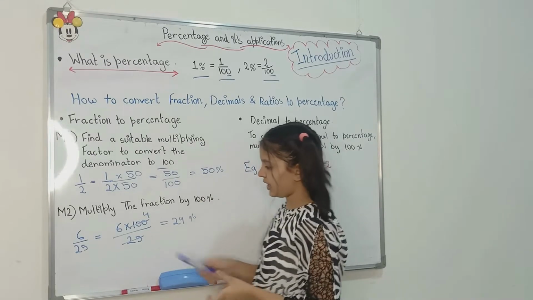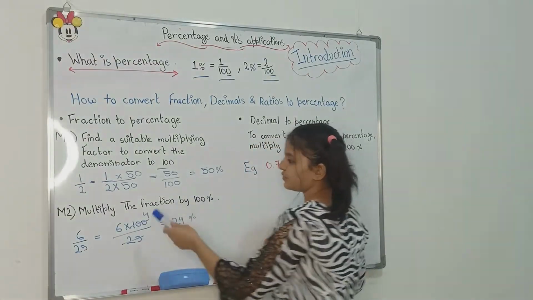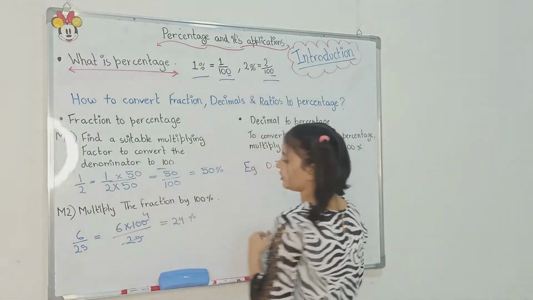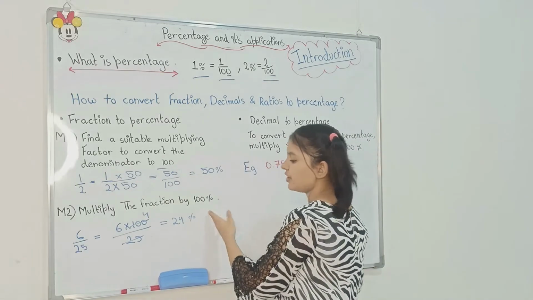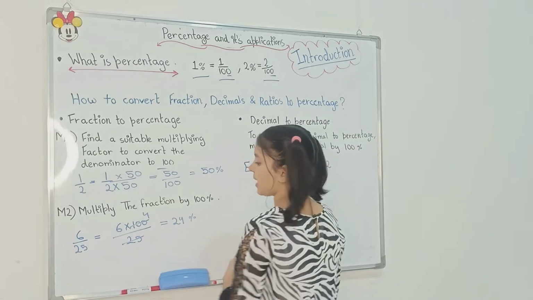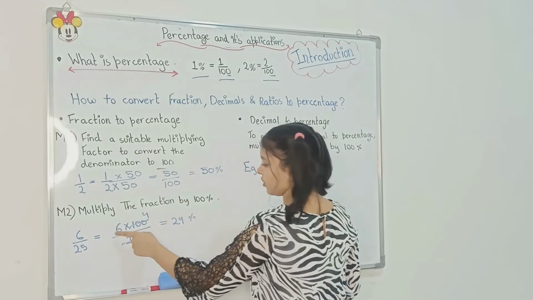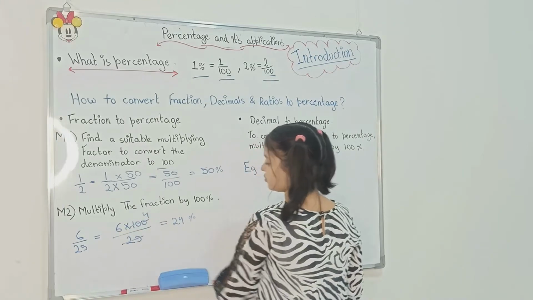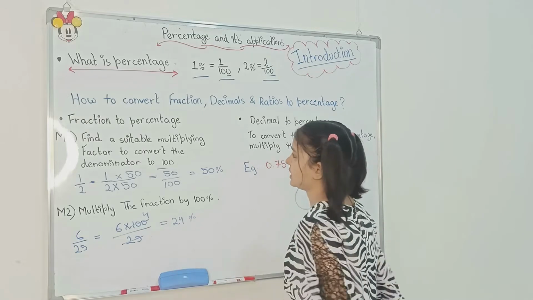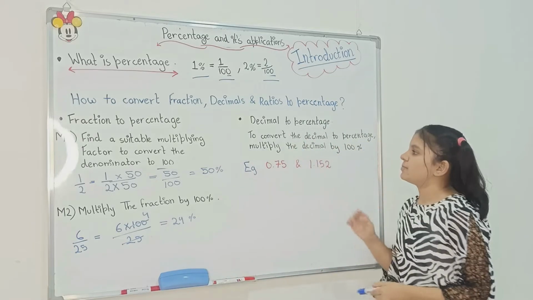Like we did here, we multiplied with 50 to make the denominator 100. Here we already have 100, we just need to multiply or divide. So 6 into 100, 25 fours are 100, and now 6 fours are 24. Now we got 24%. Next is decimal to percentage.